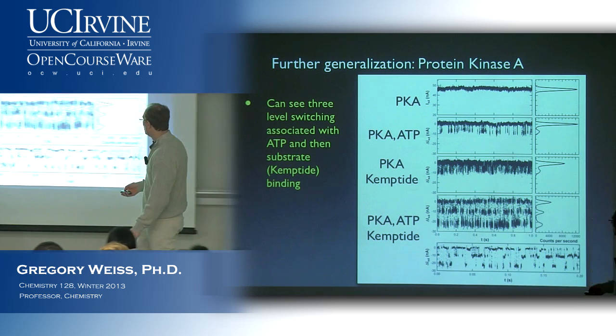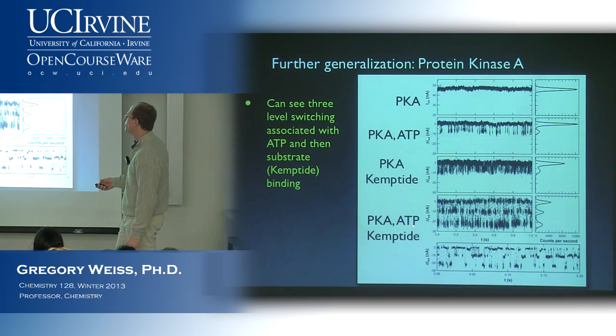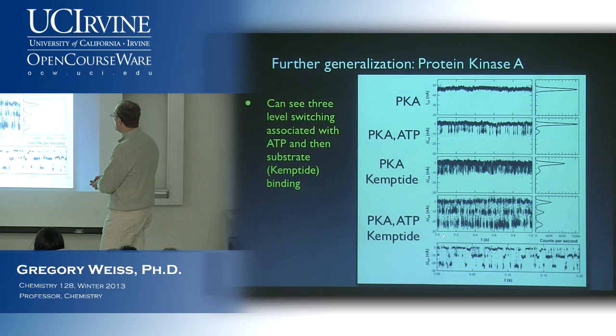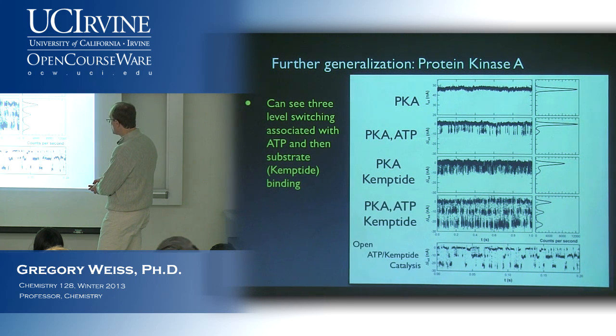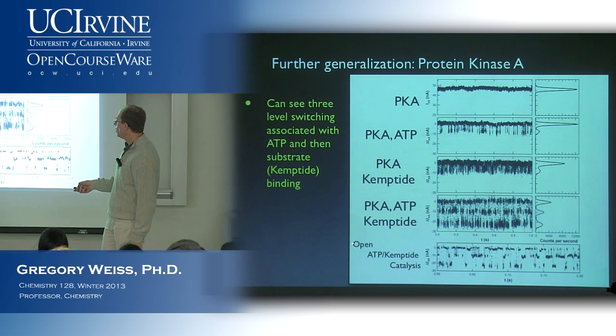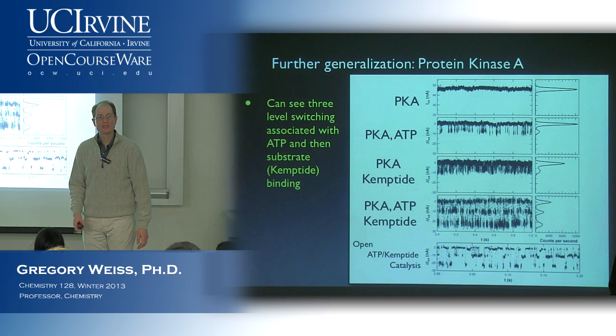This is the really cool one. This is now the enzyme plus ATP plus the peptide, and now we see 3 levels. This is 1 second over here. This is now 0.2 of a second. I'm zooming in. What we see is that these 3 levels correspond to ATP bound, then peptide bound, which then gives us a catalytically committed conformation. So when the enzyme starts working, it goes between open, intermediate, and catalysis. I'm just going to call these 1, 2, 3.